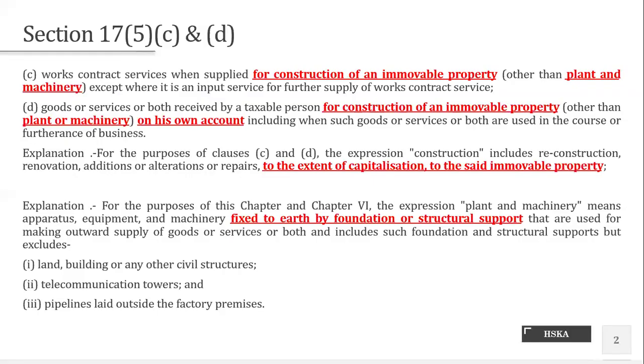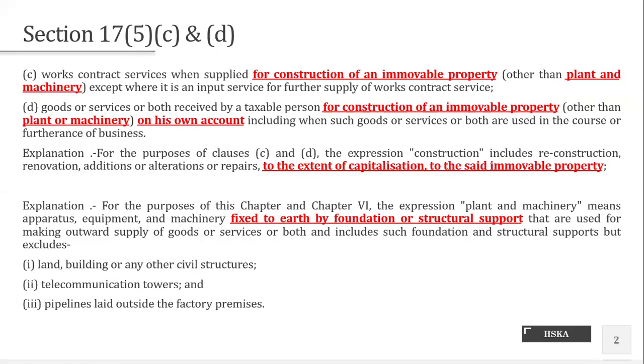So as I said, firstly, I thought I will touch upon these two clauses specifically. I will read out these two clauses. Again, I will come back to this at a later point in time.